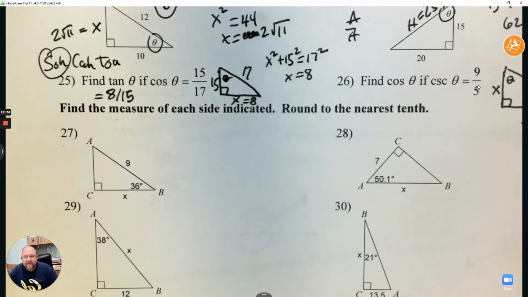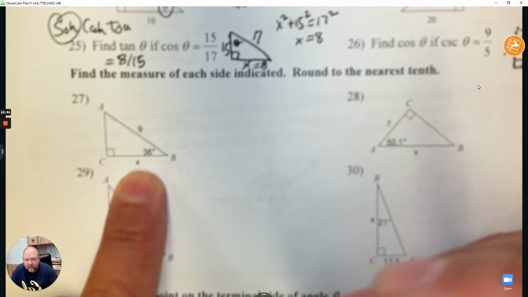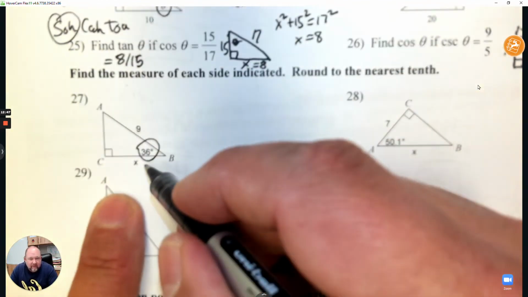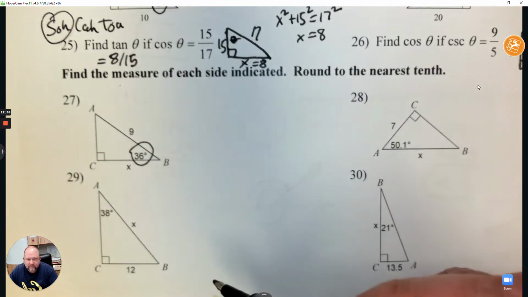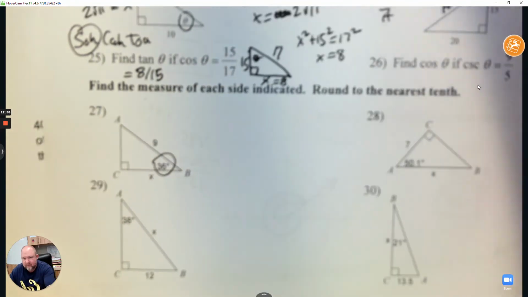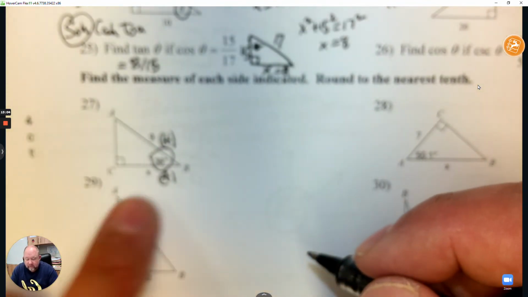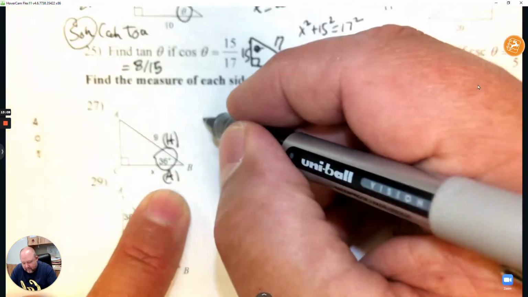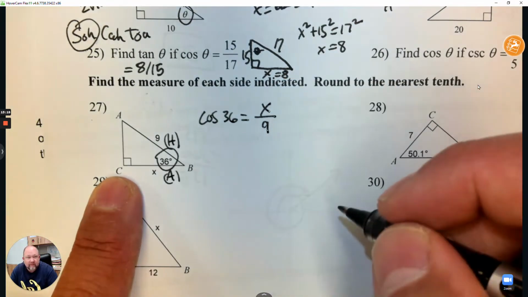All right, 27. Can you find the missing side or missing angle here? So for this one, we start with the angle inside the triangle and circle it. And then recognize that what I'm looking for is the adjacent side. I'm trying to get the camera focused here. Anyways, we'll figure it out. And then what I also know is the hypotenuse. So which trig ratio uses adjacent and hypotenuse? And so it's cosine and adjacent over hypotenuse, and then I solve it.